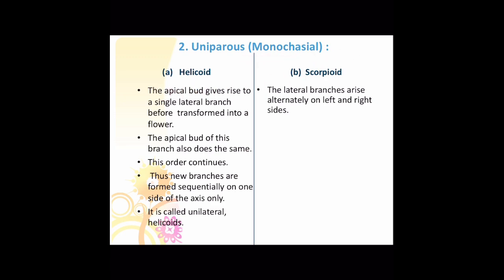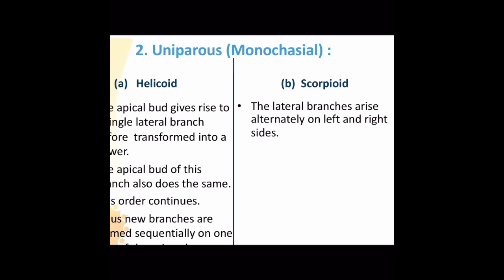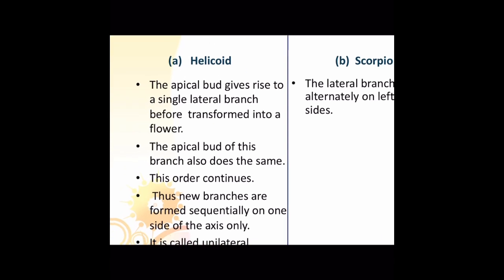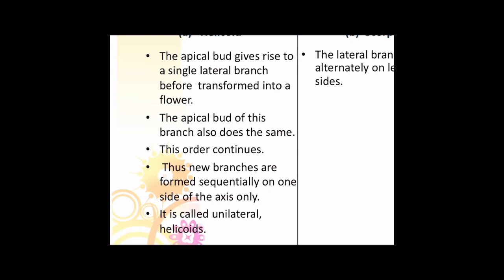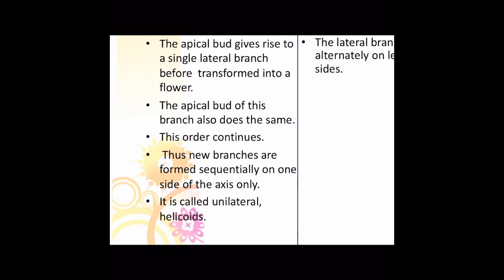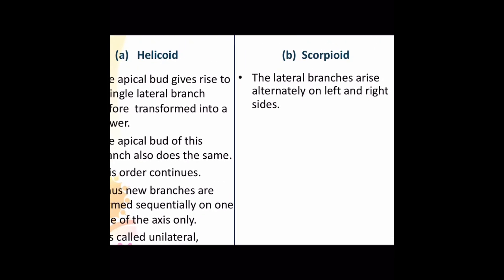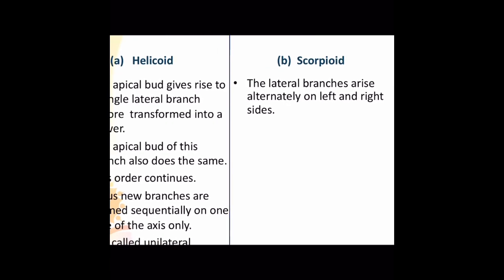monochasial. Helicoid. The apical bud gives rise to a single lateral branch before being transformed into a flower. The apical bud of this branch also does the same. This order continues. Thus, new branches are formed sequentially on one side of the axis only. It is called unilateral helicoid. B. Scorpioid.